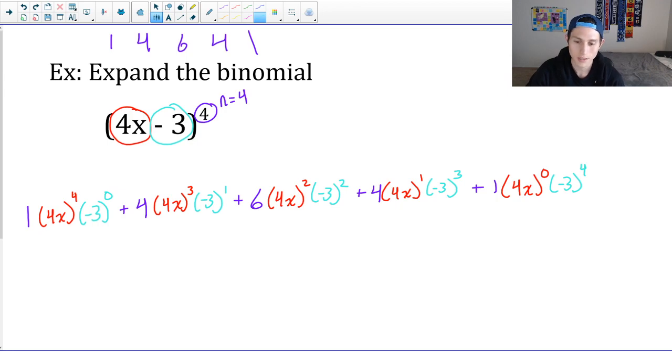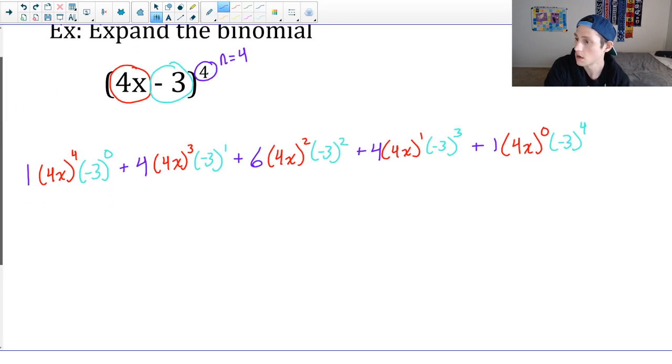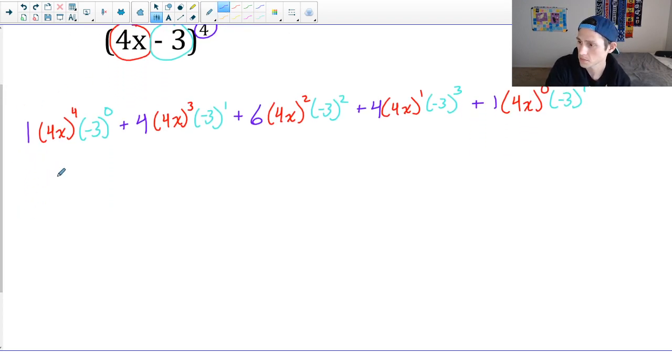The longest part of these types of problems would probably just be the simplification. If you can get good at copying the coefficients from the Pascal's triangle row and then doing the exponent pattern, 4, 3, 2, 1, 0, 0, 1, 2, 3, 4, writing out this part should be quick if you know what you're doing. Then it's just a matter of simplification, which shouldn't be too long. It might be more annoying, that's for sure.